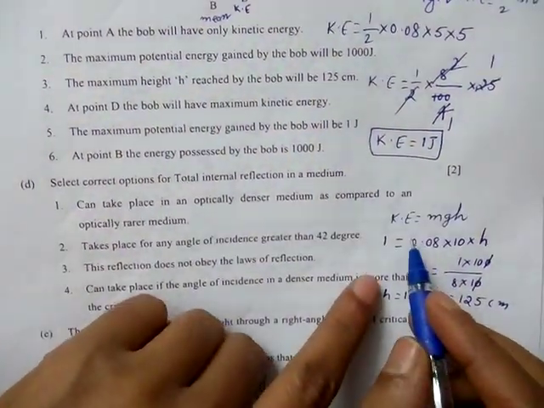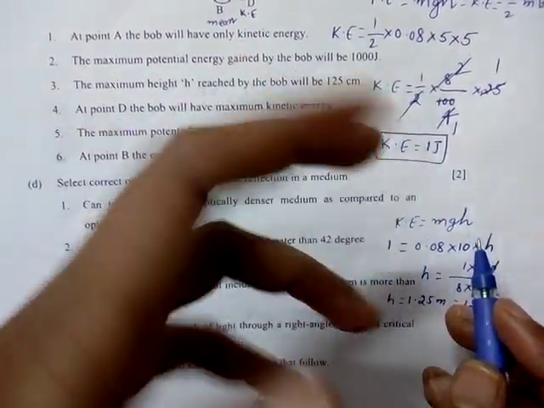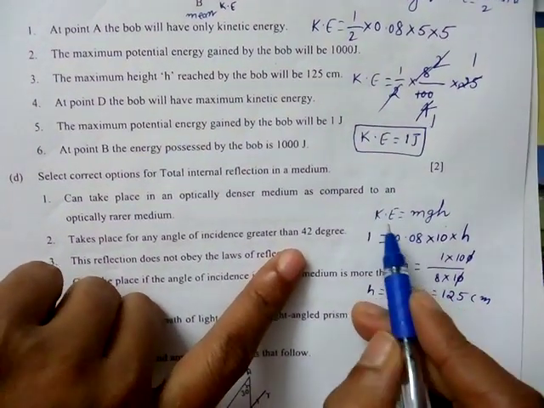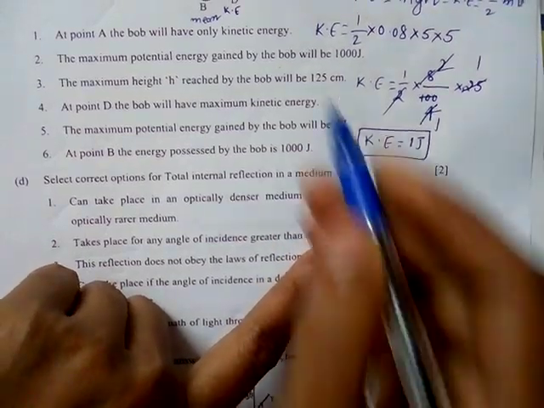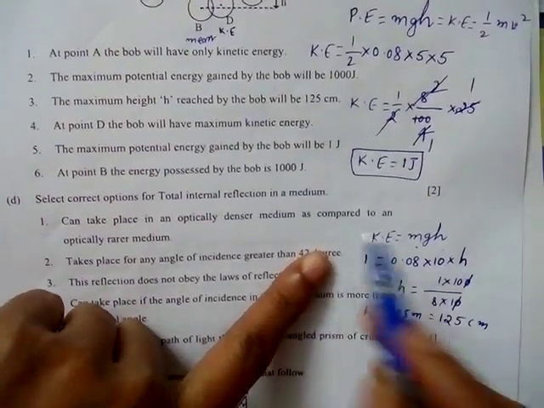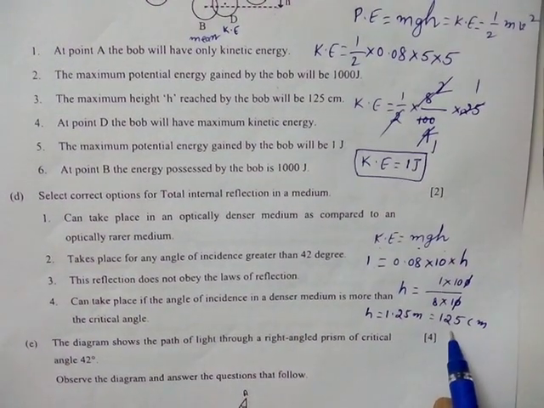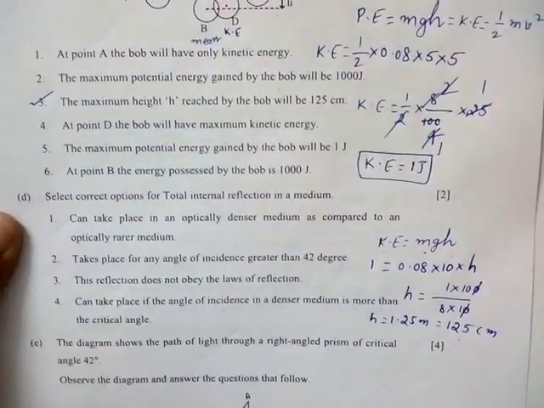So KE is equal to mgh, because potential energy and kinetic energy will be maximum. Maximum potential energy and maximum kinetic energy will be equal. So KE also we have taken as mgh. KE is 1. This is the maximum height. That's why we can equate kinetic and potential energies. By solving, we got 125 centimeter as the height. So option 3 is correct.